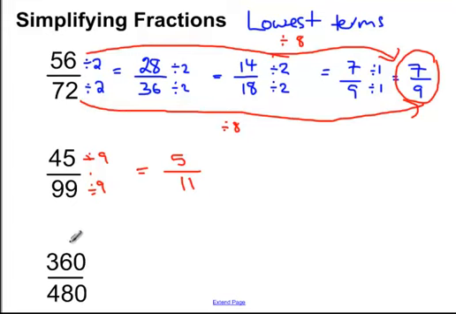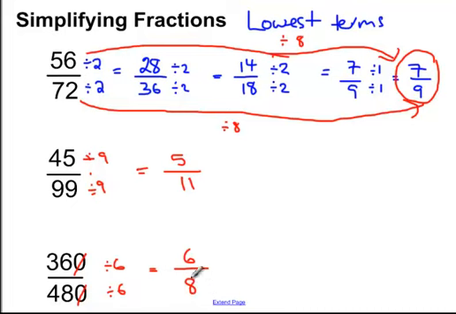Last one here, 360 over 480. That's quite a big one, but immediately you can see that they're both divisible by 10. If I cross out those zeros there, that's showing that I'm dividing by 10. I'm left with 36 over 48, so I've already cancelled a little bit. Now, is there anything that goes into 36 and 48? I can see 6 goes into both of those, so those are both in the 6 times table. So 36 divided by 6 is 6, and 48 divided by 6 is 8.